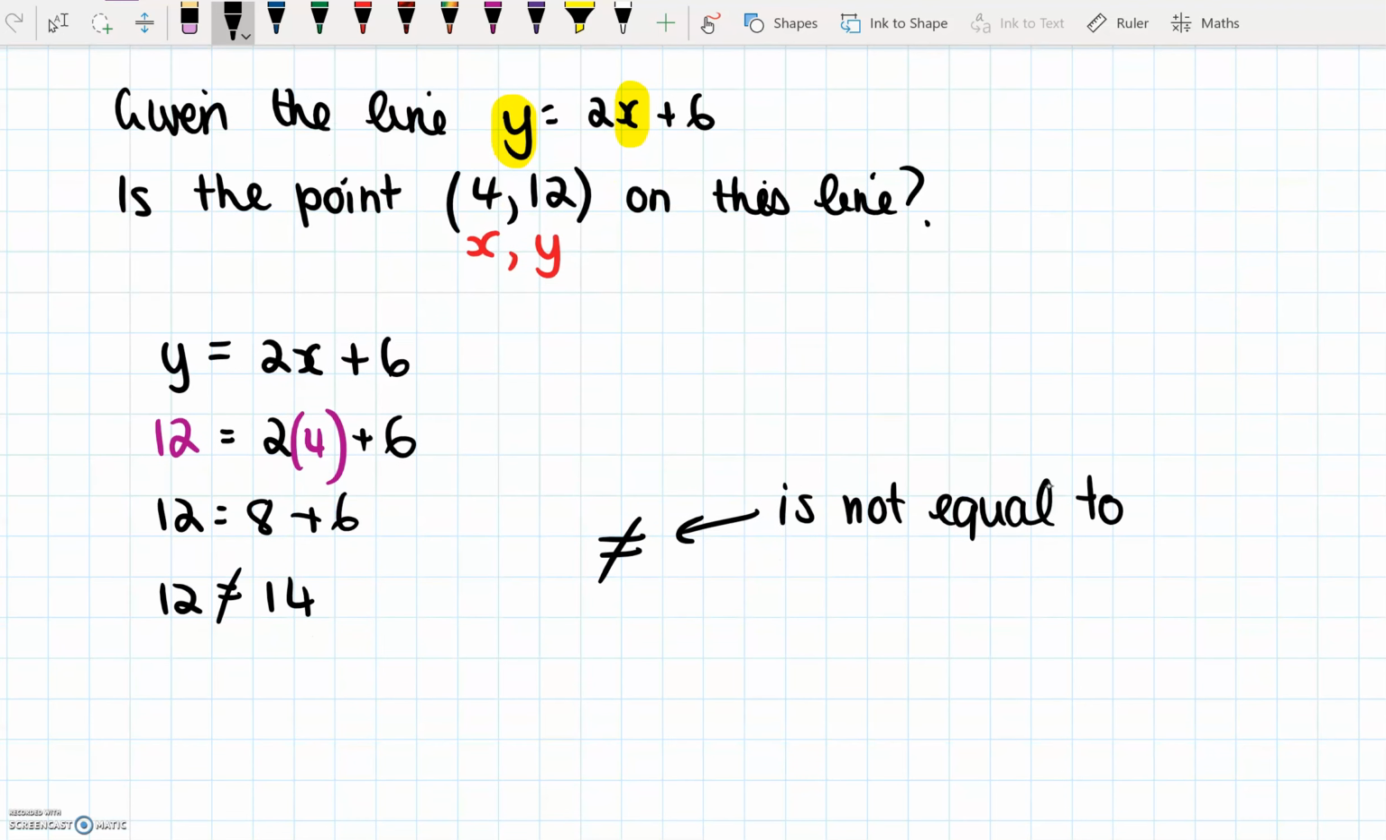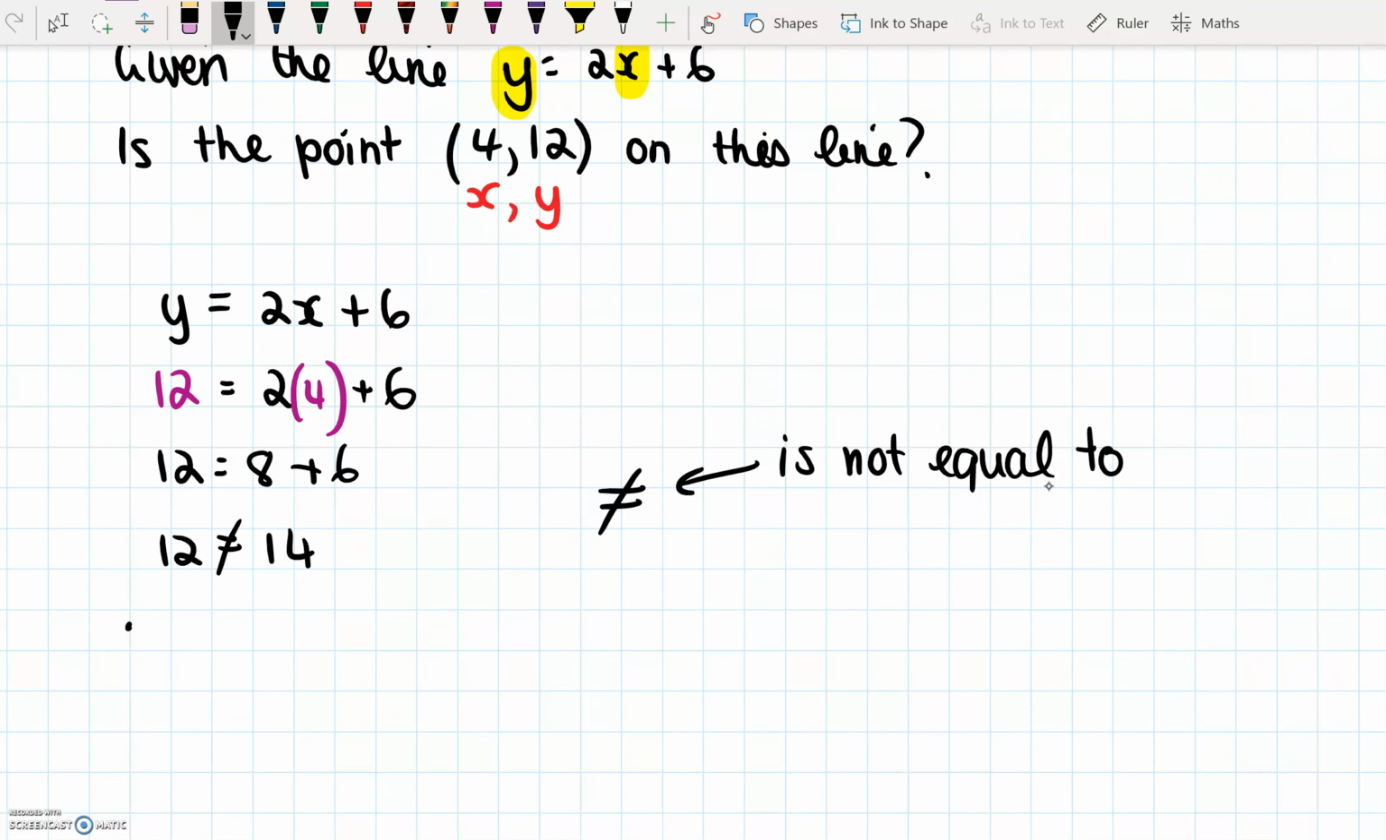Okay, so we can say 12 is not equal to 14, therefore, and we write therefore with these nice 3 little dots, therefore this point is not on the line. And you must finish it off with a statement like this, because that's what the question was asking. The question wasn't asking you to do the calculation, even though the calculations are your working. You must finish it off with a statement. So I always want to see a set of working like this and a statement. Therefore, this point is not on the line.